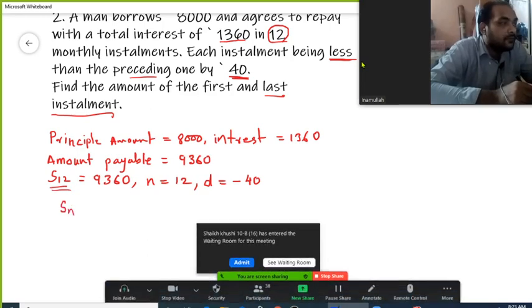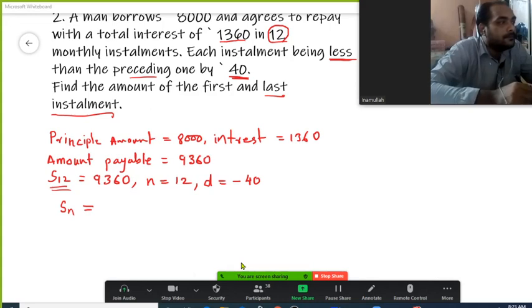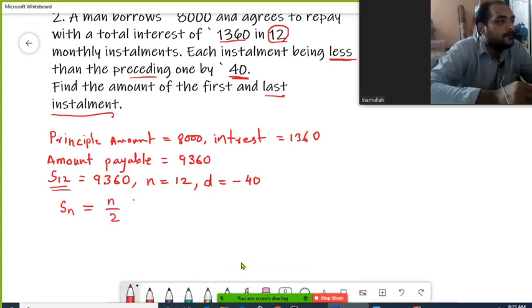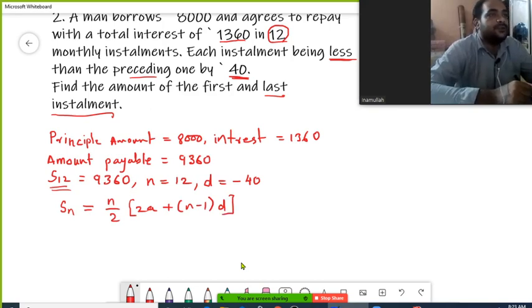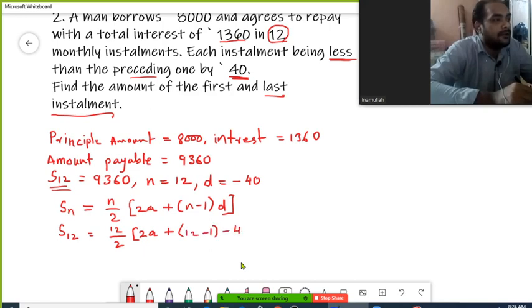Sn equals n by 2 into bracket 2a plus n minus 1 into d. So this is the formula which we can use to find the sum of n terms. Sn, that is S12. Here we are talking about 12 terms. n is 12 upon 2 into bracket 2a. We don't have a. A is the first term, the first installment. Again, n is 12 minus 1, common difference minus 40.